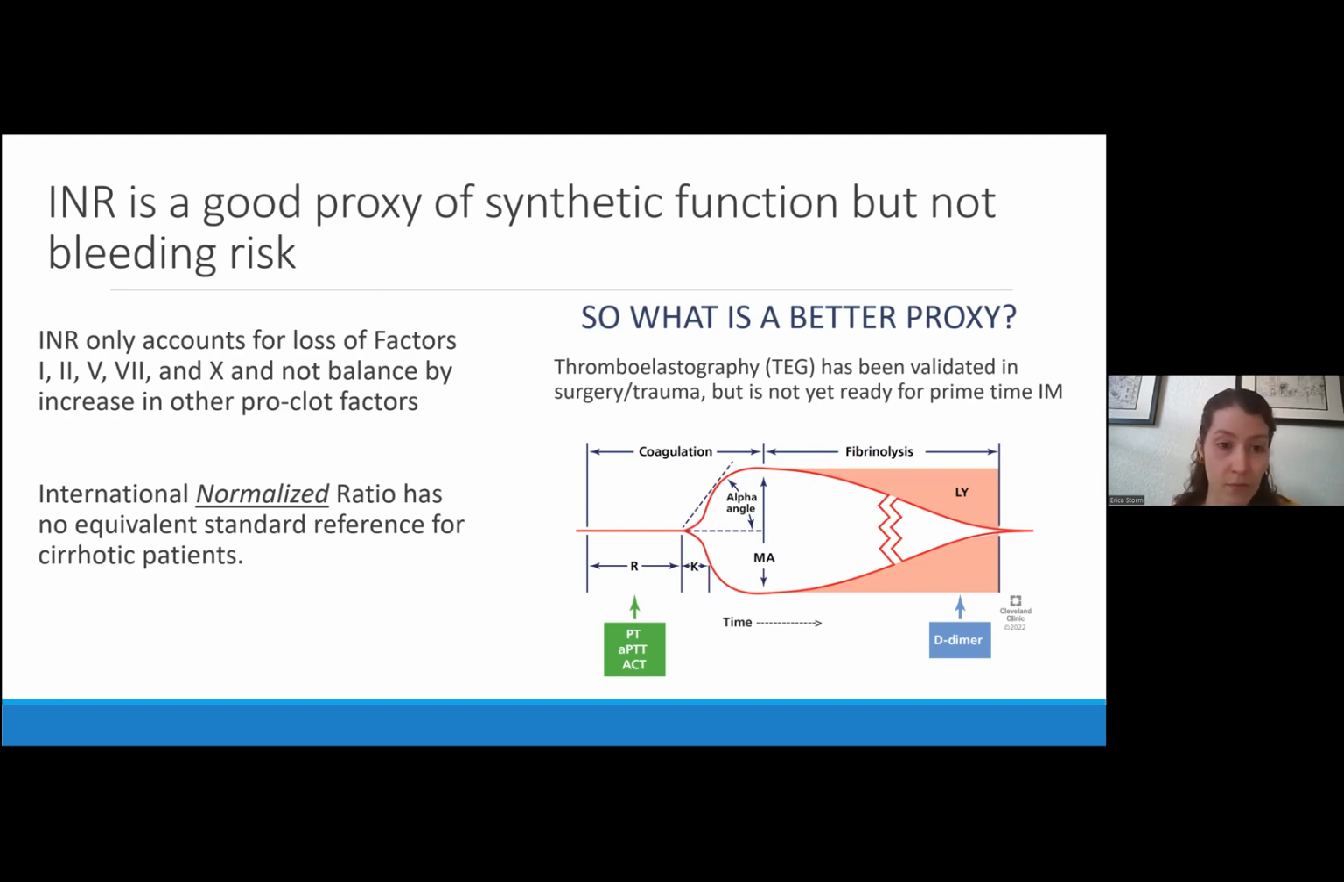For those who are interested in reading more, there's something called thromboelastography, or TEG, which is starting to get more and more used in the cirrhosis field. It was first validated in surgery and trauma cases, and it's a whole blood in vitro assay of clotting. It measures both clot formation and breakdown, producing a chart that looks something like this, where the shape of the teardrop reflects the different derangements in the clotting cascade. It takes like 15 or 20 minutes to get a result, but it's not quite ready for IM prime time. Hepatologists are still debating some of the reference standards and how we interpret some of these graphs.